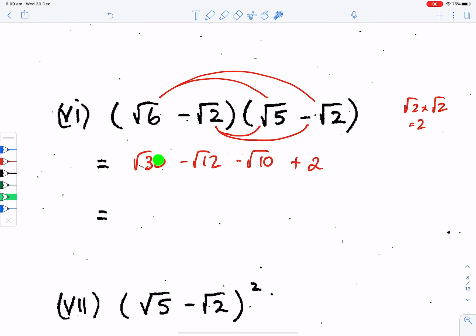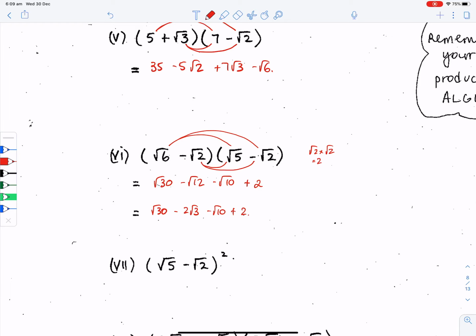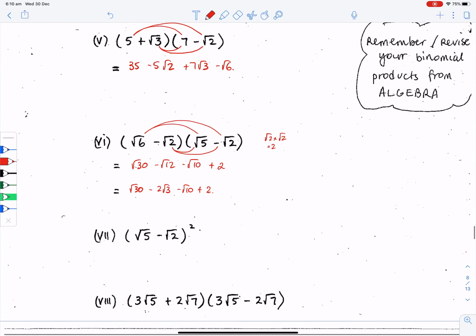So now, can that be simplified? No, it can't. Can that be simplified? Yes, it can. Can that be simplified? No, it can't. So that's root 30. Now the root 12 is 2 root 3. Okay, question 7 now.